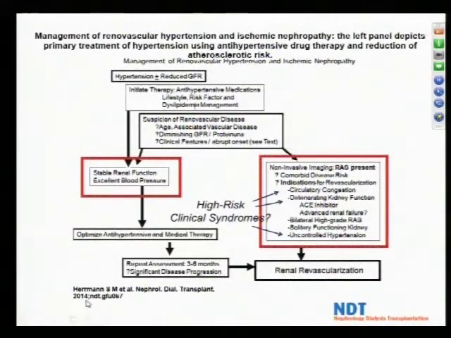Okay. So there is a nice algorithm here published actually from one of our colleagues in Rochester in NDT. I'm not going to go through that, but it's in your handout, and you can access that journal as well. But this is putting into an algorithm the high-risk clinical syndromes I discussed, potentially leading toward renal revascularization.